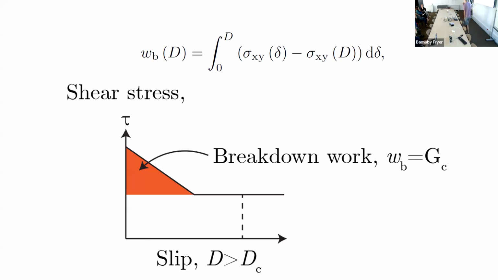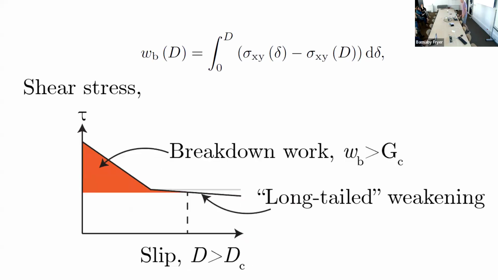However, this case depended on the shear stress being this residual shear stress, this constant shear stress. And it's not always necessarily the case. Indeed, you can have something like this, which you might see called long-tailed weakening, for example, where the shear stress is still reducing as slip goes on, after DC. And if you do that, then this breakdown work keeps increasing afterwards.